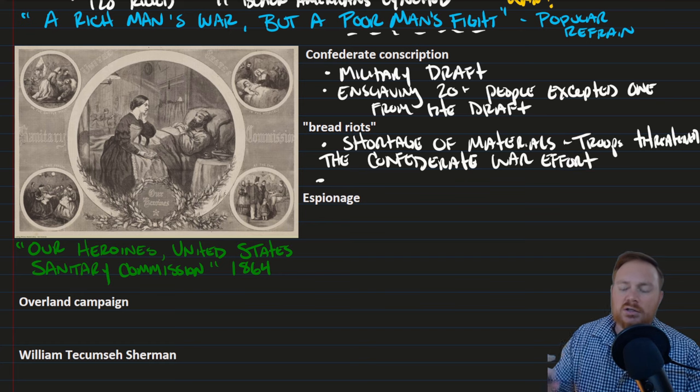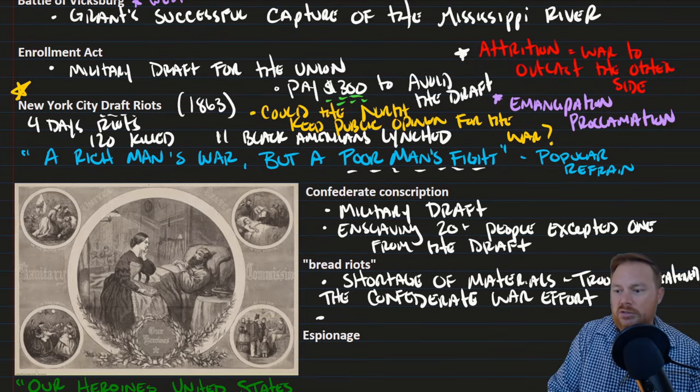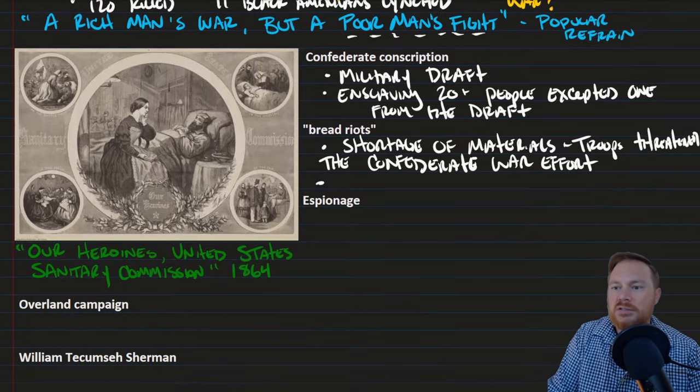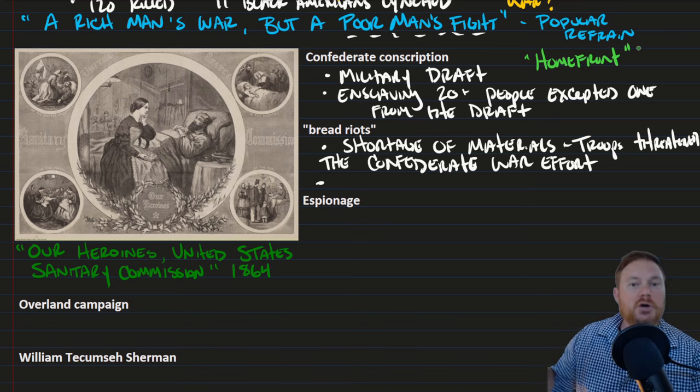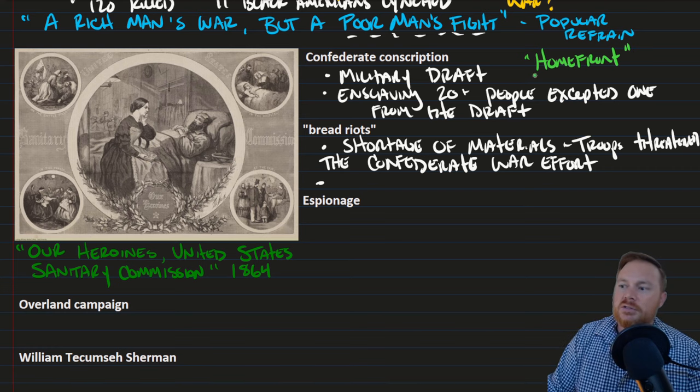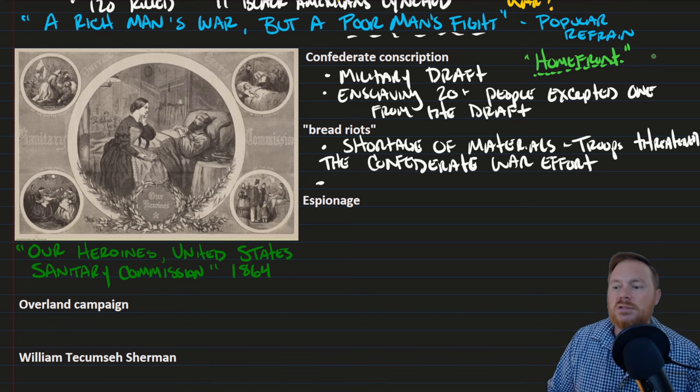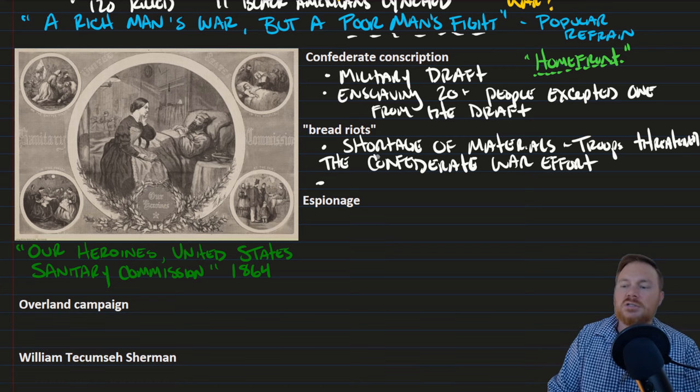One thing to take note is that when we start looking at events like the New York City draft riots, the type of bread riots that occurred in the South, we would identify these as the quote unquote home front, right? So there's the military front in which the fighting and dying is taking place. But the Civil War was a little bit more total, meaning that people at home still felt the impact of it. And this was true of the people living in the Confederacy when there was a lack of supplies.